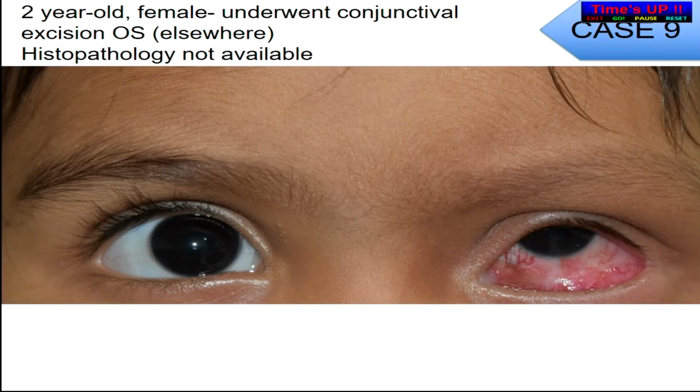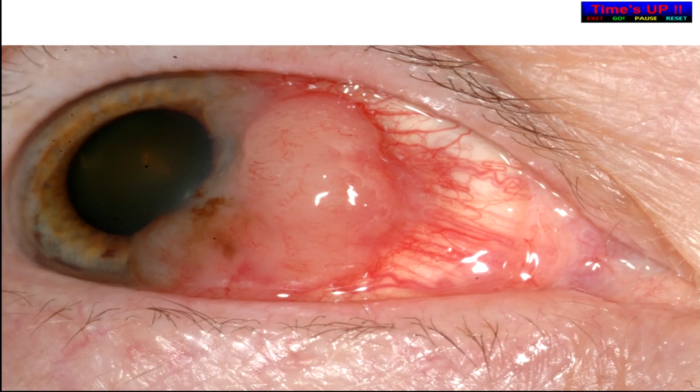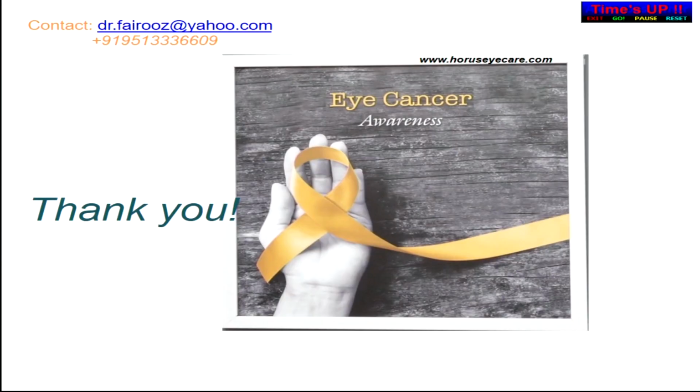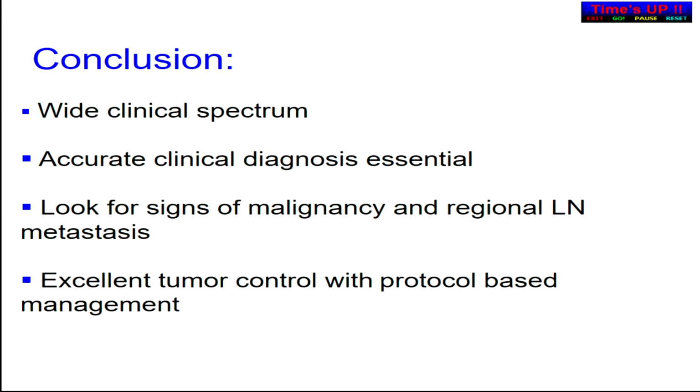This is a child presenting with a conjunctival lesion, but of course, it's a case of a rhabdomyosarcoma extending into the conjunctiva. What is this? Last one. Squamous cell carcinoma. Well, no keratin. There is some amount of pigment over here. Amelanotic melanoma. This was a case of an amelanotic melanoma. All right. So going on to the wide clinical spectrum of melanotic and amelanotic tumors of the conjunctiva, accurate clinical diagnosis is very, very important to differentiate between benign inflammatory and malignant potential lesions.